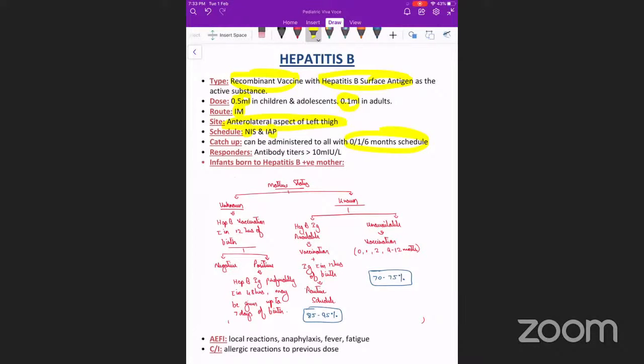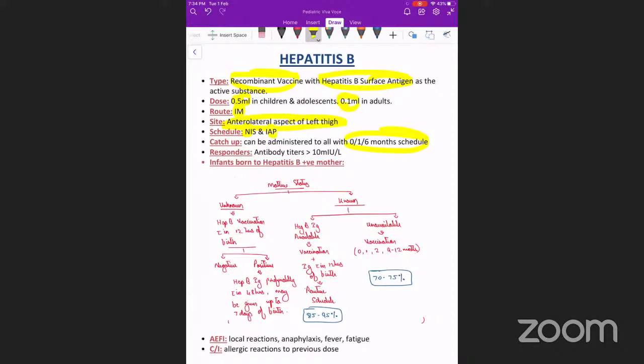Next is responders. There might be a few conditions wherein some people are not responding to hepatitis B, or they might end up in a situation wherein a healthcare worker or someone is immunized and they want to see whether they have good antibody titers or not, in case they are exposed.